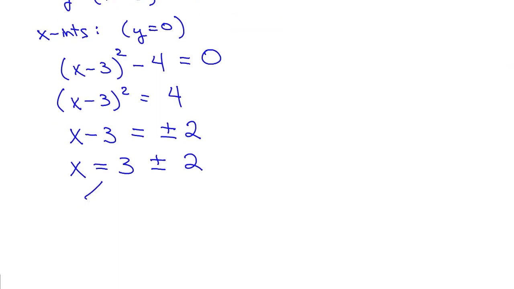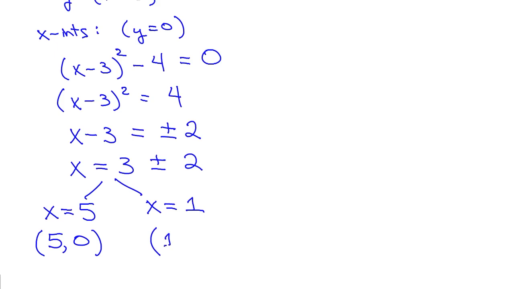And this splits up over the plus and minus to give me x is equal to 3 plus 2 equals 5. And x is equal to 3 minus 2 equals 1. If we write these as points, they are the x-intercepts. So that's (5, 0) and (1, 0).